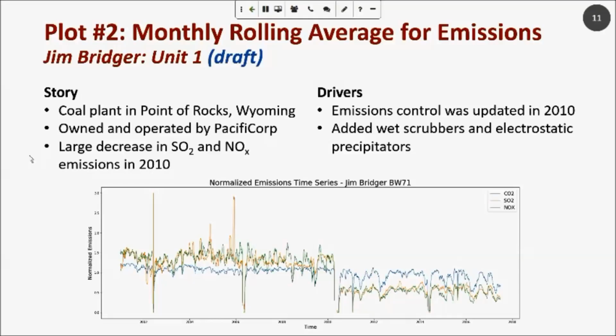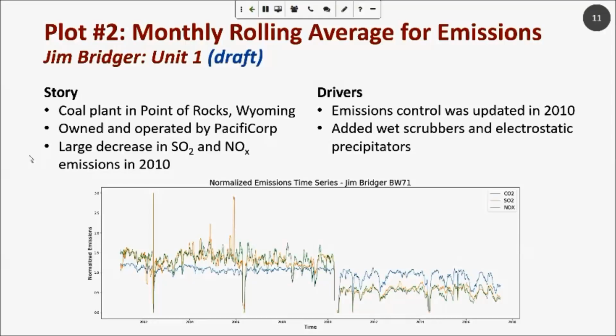So what actually happened here? In 2010, the plant went offline for a few months and installed emissions controls. And so those emissions controls, consisting of wet scrubbers and electrostatic precipitators, decreased the SO2 and NOx emissions very drastically, and they've remained low ever since.